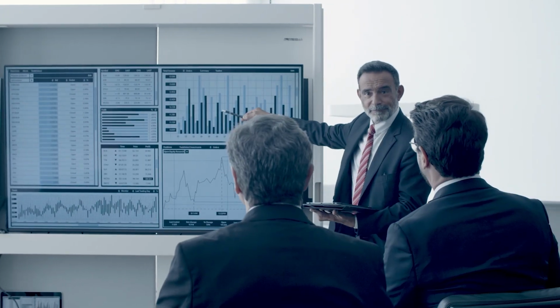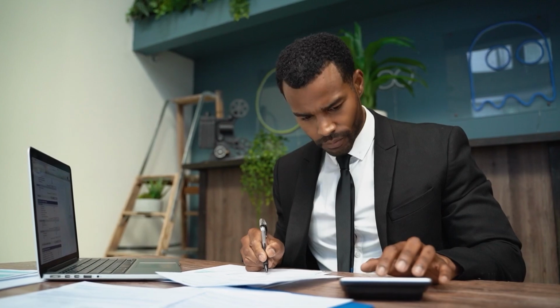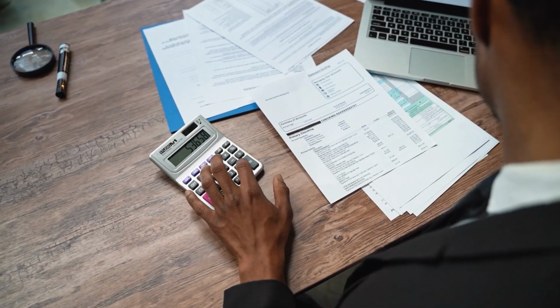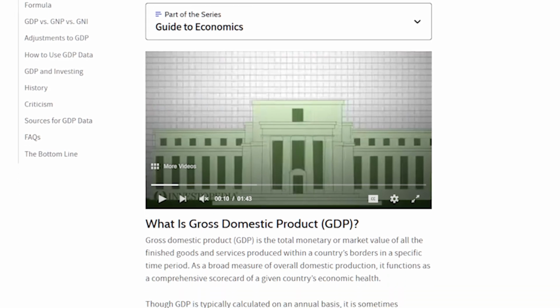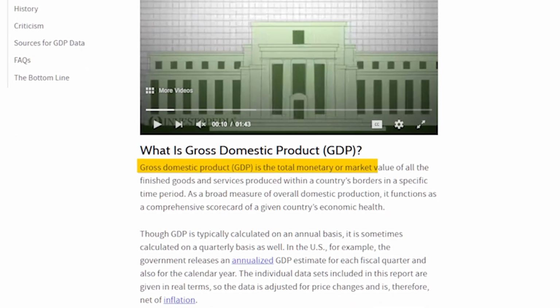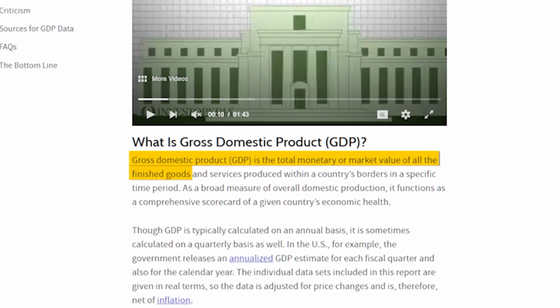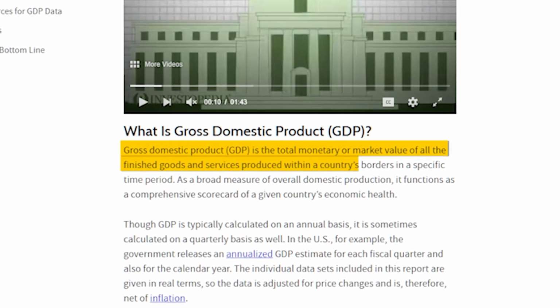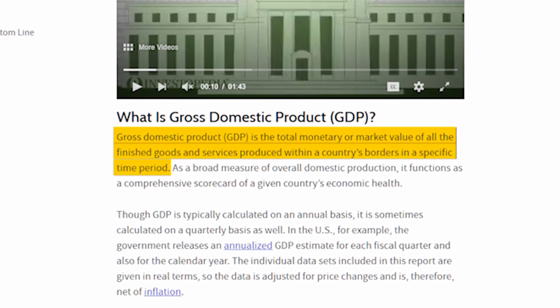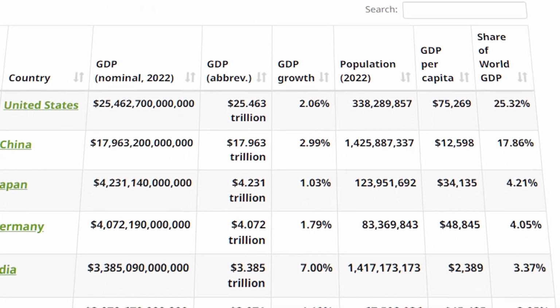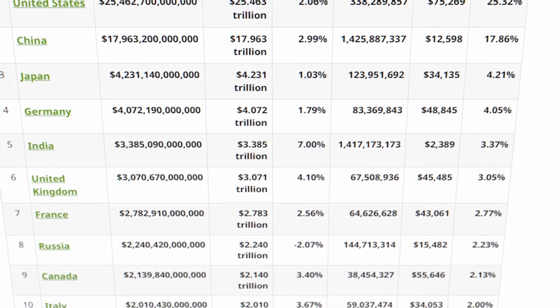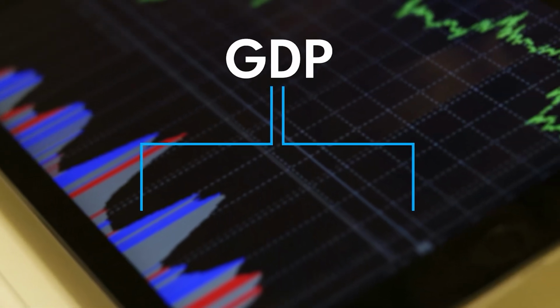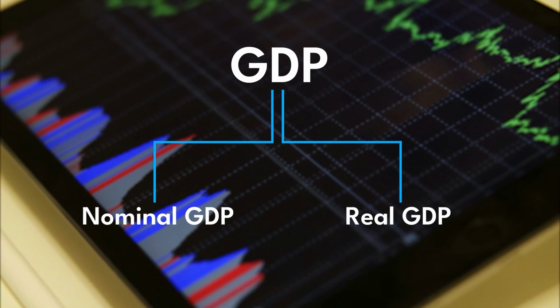When you hear experts talking about GDP, you should keep in mind that GDP is not a perfect economic measure for several reasons that we will explain in this video. Let's start with its definition. GDP, gross domestic product, represents the monetary value of all finished goods and services made within a country during a specific period. In simple terms, it reflects the total value of a country's economic output and the total value of its income. There are two types of GDP, nominal and real GDP.